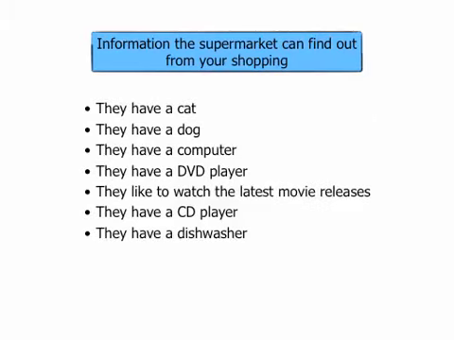They could also find out information from shopping lists in general, whether or not you have a cat, have a dog, have a computer, have a DVD player, whether you watch the latest movies or you buy them from the budget range, whether you've got a CD player, or in the case of the shopping list you had, a dishwasher at home. What else could you add to those?